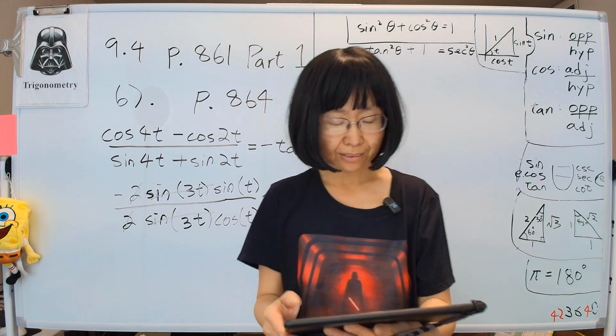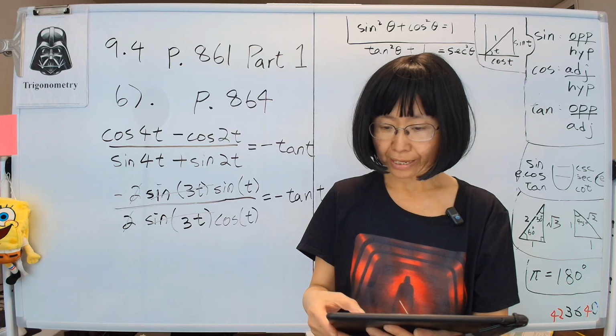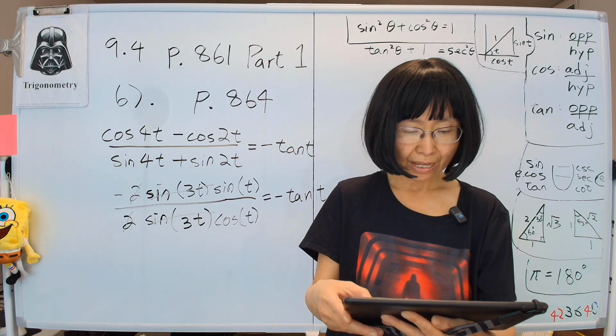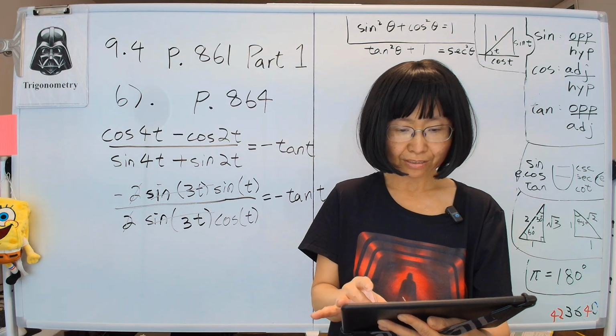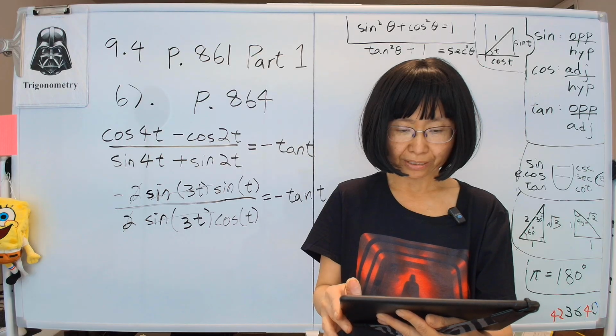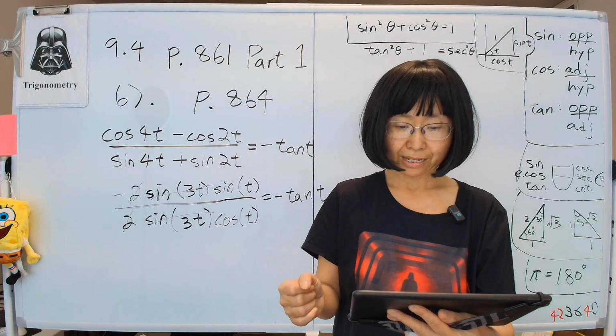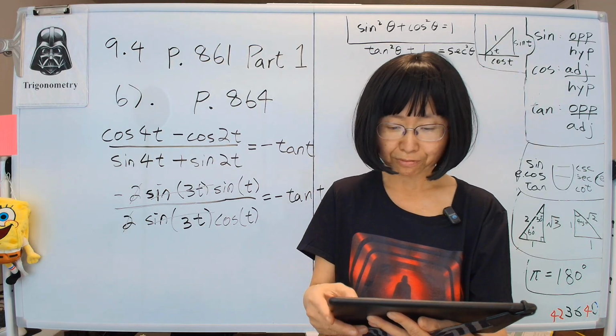So next, let's consider example 7 on the following page, page 865. And example 7 turns out to use double angle formulas. I believe that's from a previous section that we already had.